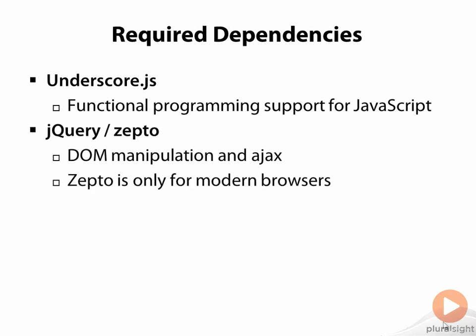For dealing with the DOM and for making AJAX requests, Backbone requires jQuery or Zepto. Zepto is a lightweight alternative to jQuery with a largely compatible API. Zepto is popular for mobile projects, which usually don't have to support very many browsers.